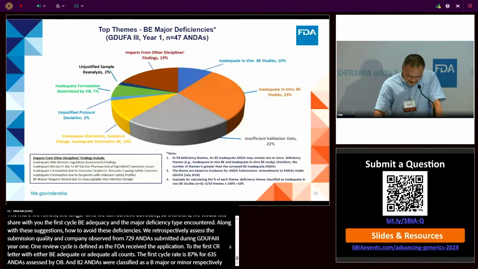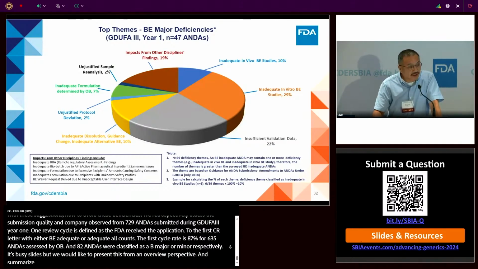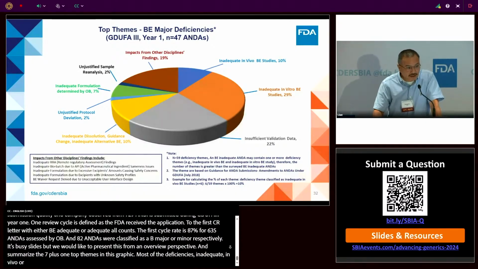All right, it's a busy slide. However, we'd like to present the BE major deficiency themes from an overview perspective and summarize them as the top 7+1 themes in this graphic. Most of the deficiency themes are inadequate in vitro or in vivo BE studies and method validation as well.